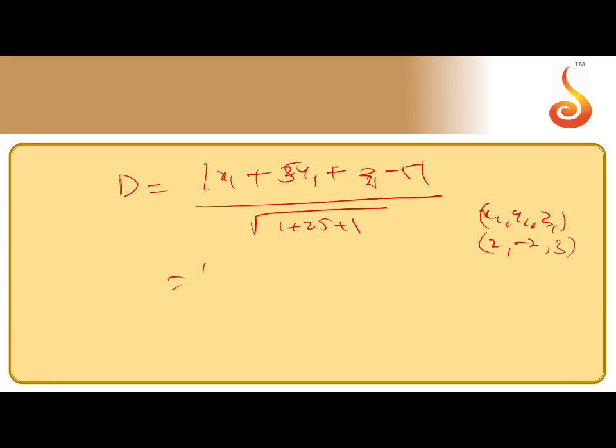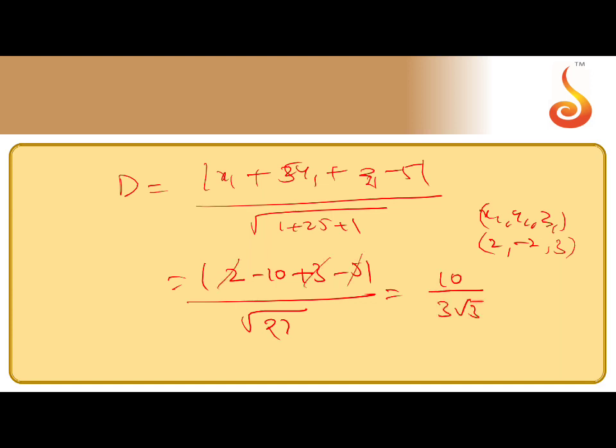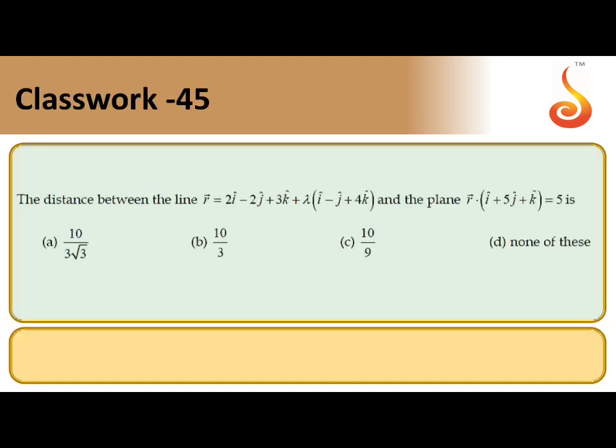So now we can go: this is 2 minus 10 plus 3 minus 5, by root 27. So what is the numerator? 5 cancels 10. 10 by root 27 is 3 root 3. So the distance will be what? 10 by 2 root 3. I hope this one is clear. Check the answer. 10 by 2 root 3. Option A is correct.